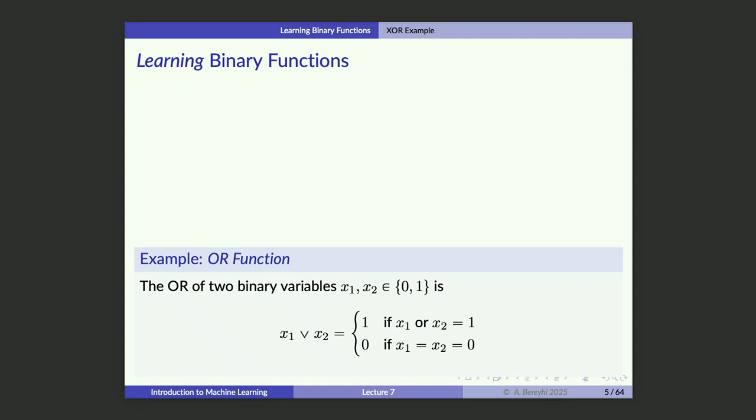If x1 equals 1, does it matter what x2 is? 1 or 0 is, everybody? 1. 1 or 1 is 1, right? True or true is true. True or false is true, right? So it's going to be 1. Doesn't matter what x2 is. Same thing about x2, right? So it's going to be 1 again. So if x1 or x2 is 1, then you're going to have 1. But if both of them are 0, then you're going to have 0, right?